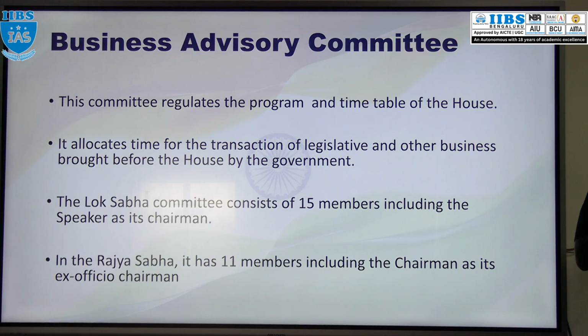Then the Business Advisory Committee. In Presiding Officers we discussed, right? There are 3 committees: Business Advisory Committee, Rules Committee and General Purpose Committee. For these 3 committees, the Presiding Officers are the chairman of the respective house committees. So what does the Business Advisory Committee do? It regulates the program and timetable of the house. This committee will allot the time for the transaction of legislative business: when a bill will be introduced, when it will be discussed, how much time should be given, the schedule of the day, discussion on a particular date or day, will be dealt with by this committee.